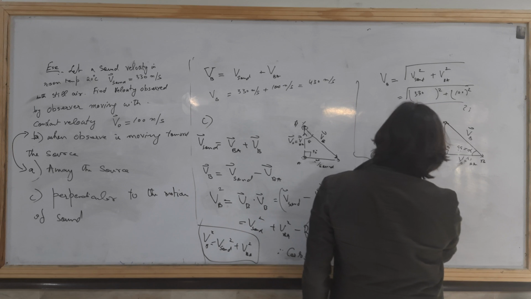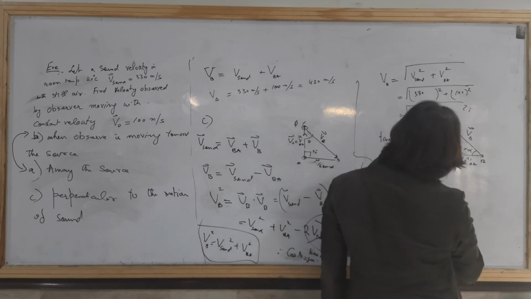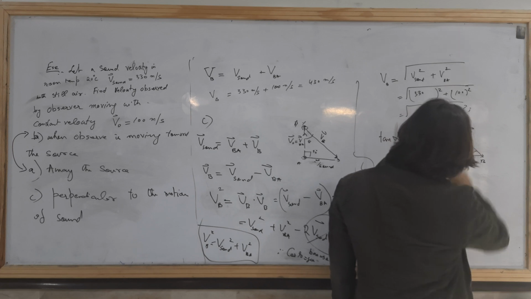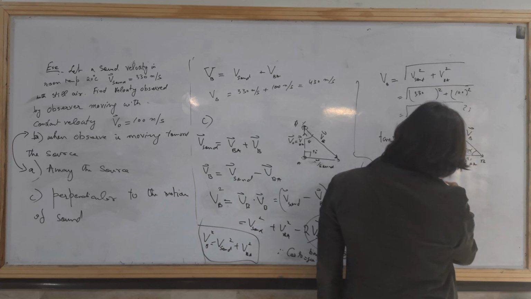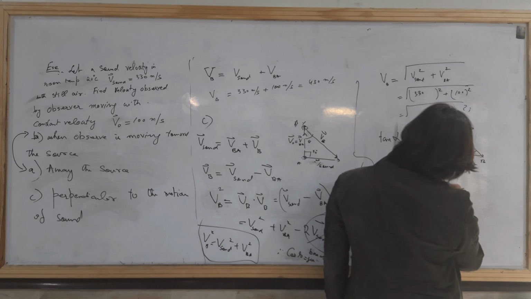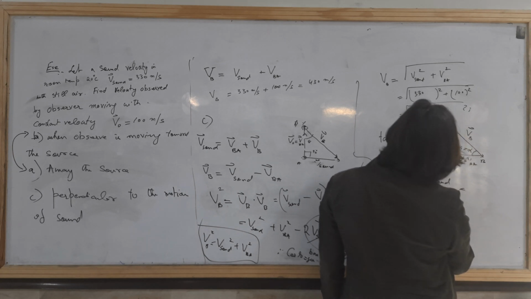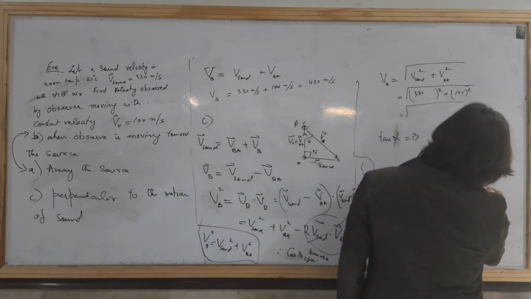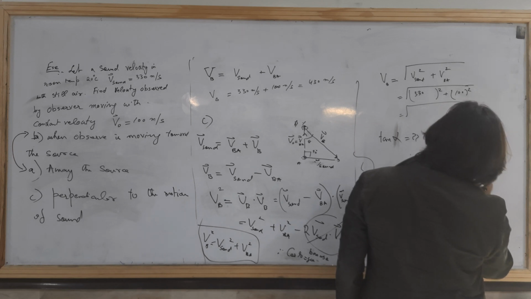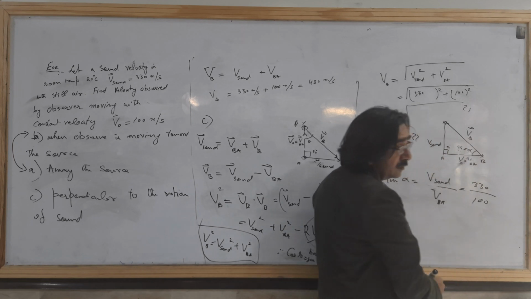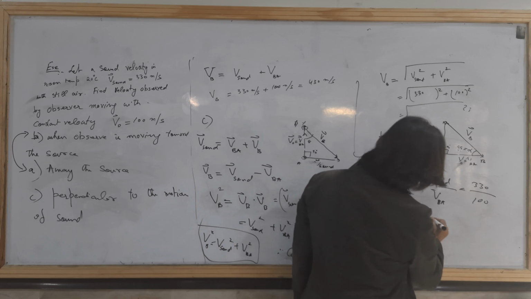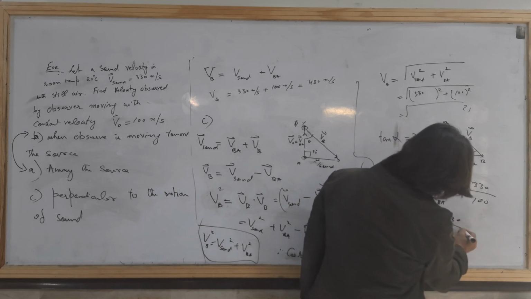By using tan theta, as you have already mentioned, tan theta will be V sound over VBA. V sound is 330 and VBA is 100, and alpha will be tan inverse of 330 divided by 100, or 33 by 10.